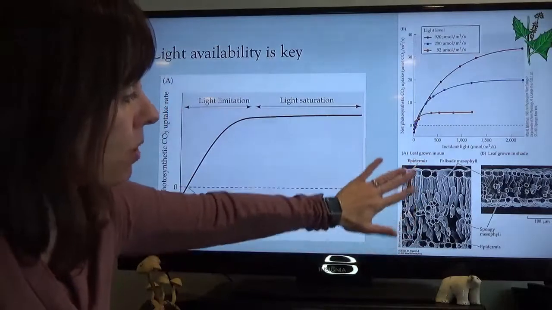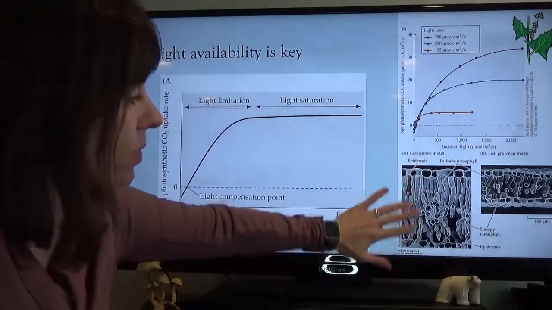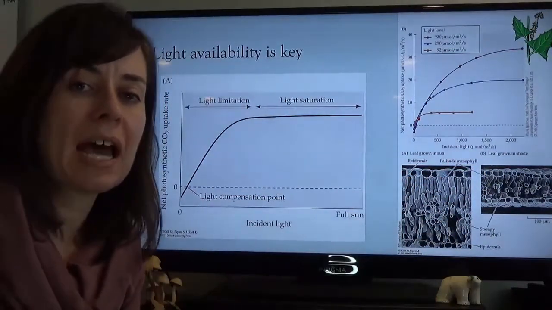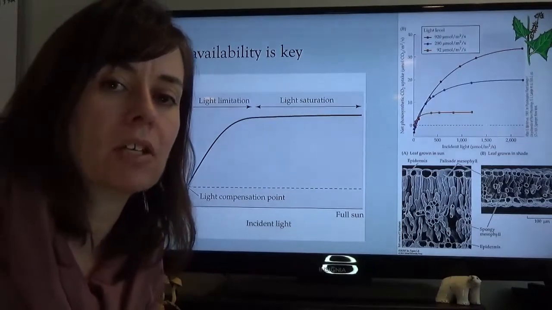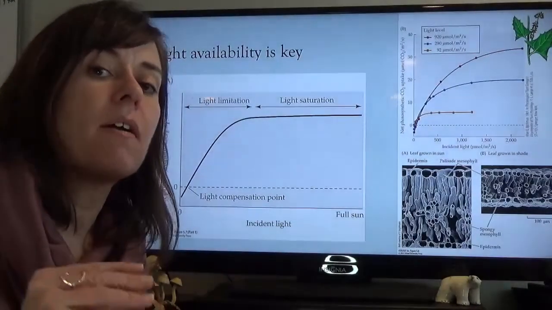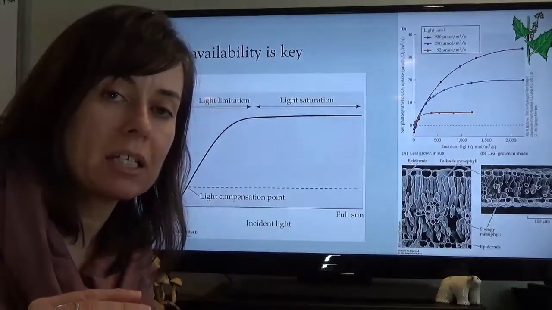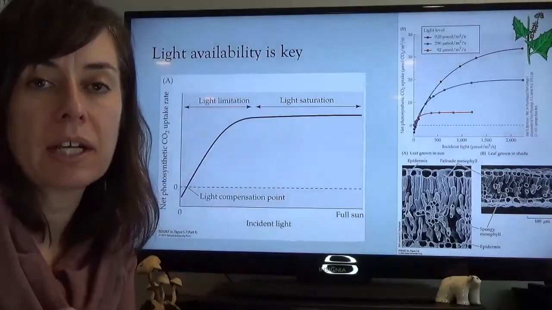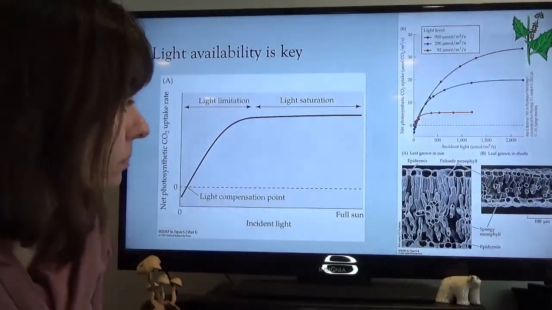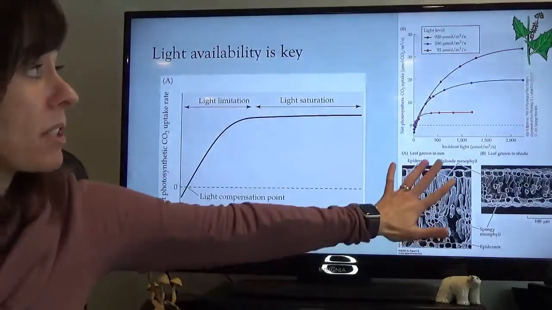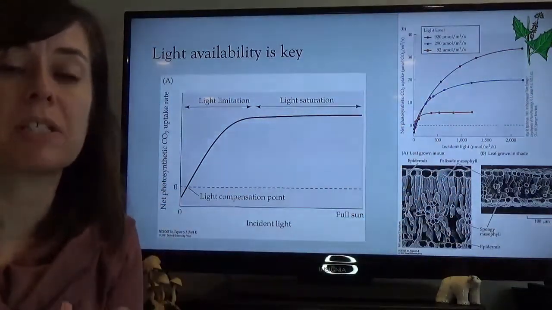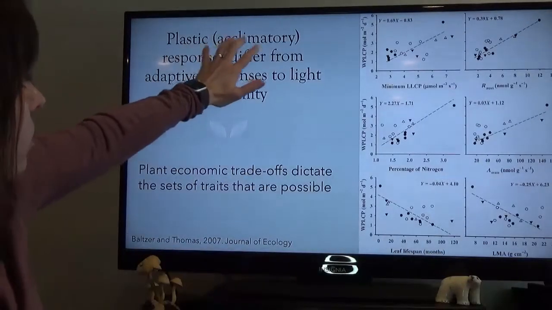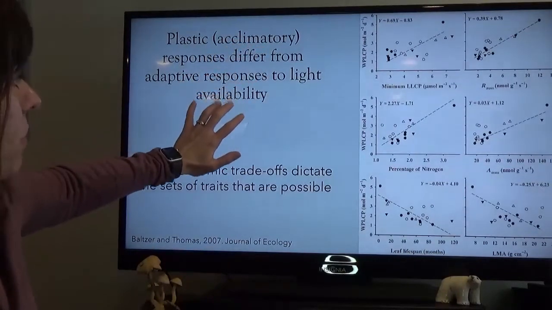Leaves of a single species grown in full sun are thicker than leaves grown in shade. It's a really interesting distinction between that and adaptive responses to light, because shade tolerant species tend to have thicker leaves compared to light demanding species, because those shade tolerant species have to invest in longer lived tissues where they are avoiding being damaged, etc. So these are the plastic responses we see if you have individuals within a species growing across light environments. Now, these plastic or acclimatory responses differ from adaptive responses to light availability.